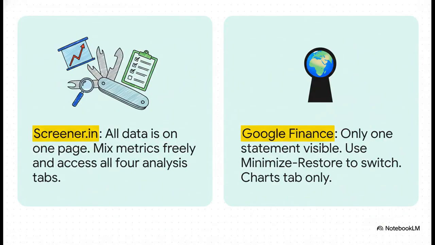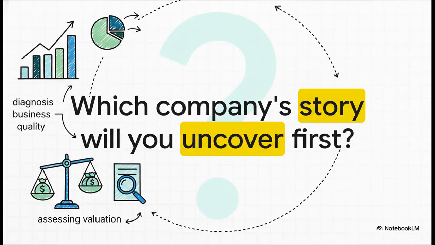So here's the bottom line on the workflow differences. Think of Screener.in as your all-in-one deep dive machine. All the data is on one page, and you get access to the full four-step analysis suite. Google Finance, on the other hand, is your go-to for incredible global charting. Just remember to use that minimize restore trick to switch between statements, since you'll mostly be using the Charts tab there. And there you have it.